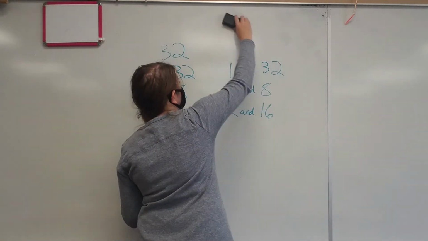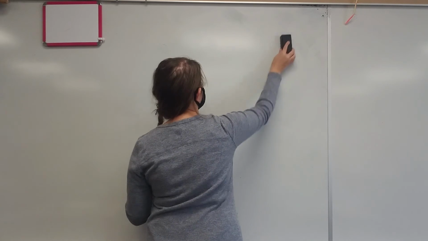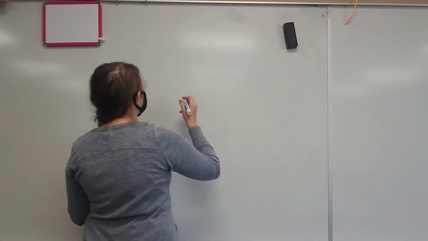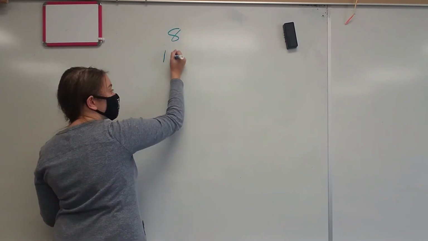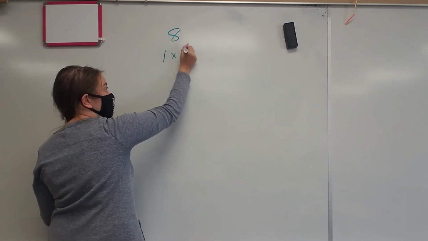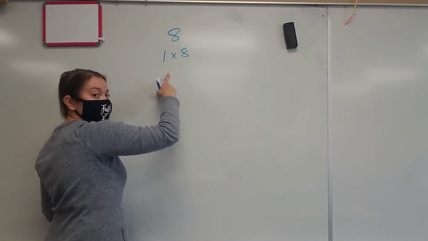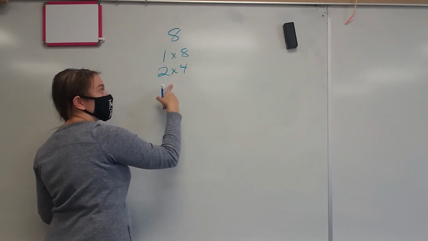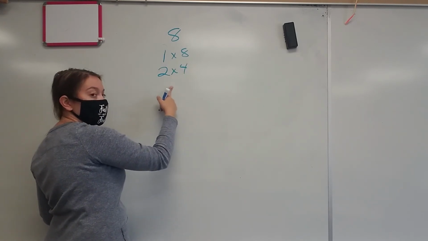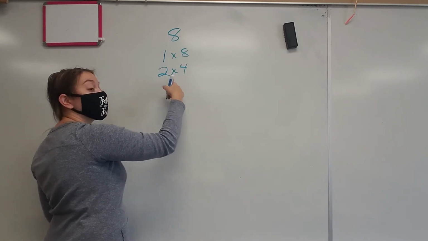This isn't something you're going to write down. This is something I want you to see, okay? I'm going to do the number 8. So we know it's 1 times 8. I started with 1, right? Can 2 times anything get me 8? Yes, 2 times 4. Can anything times 3 get me 8? No. Can anything times 4 get me 8? Yes, which is 2. We already had that.